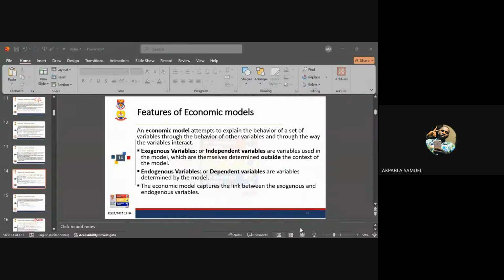Someone wants to talk. Samuel, go ahead. Okay, I wanted to say that a variable is an alphabet that represents quantities in terms of mathematics. Okay. Isaac, go ahead. Variables are the economic factors that can change over time. Okay, that's good.